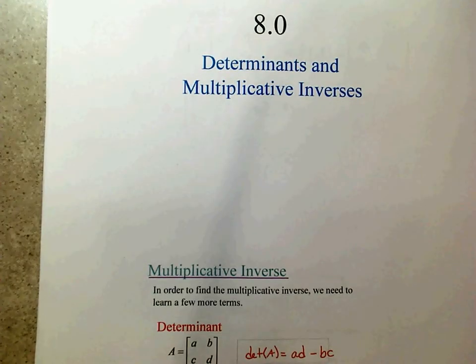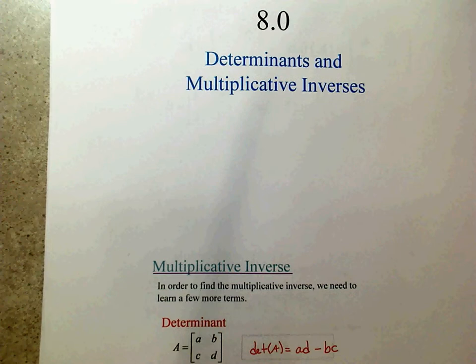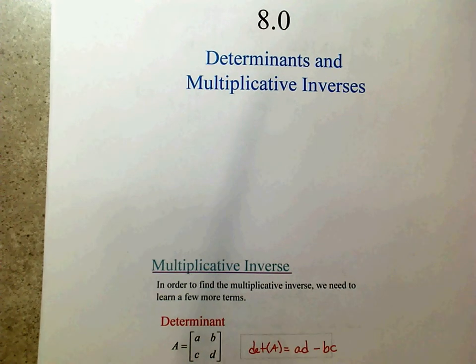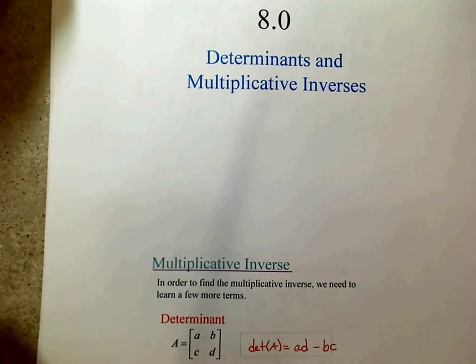Okay, this is just kind of to go over what we had done on the Friday before Thanksgiving: 8.0 determinants and multiplicative inverses. So I'm gonna remind you of those things, show you them, and if you weren't here at all, then I guess I'm gonna teach it to you. And then we're gonna do a couple practice problems, and I'm gonna show you how to do it in the calculator as well. Actually, I'm gonna show you two methods in the calculator.